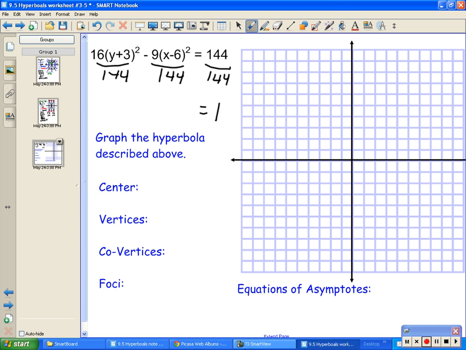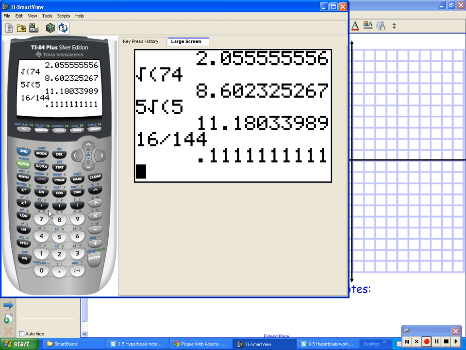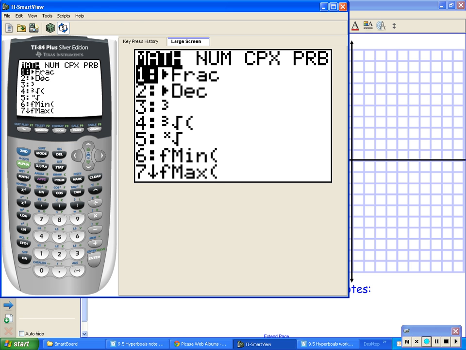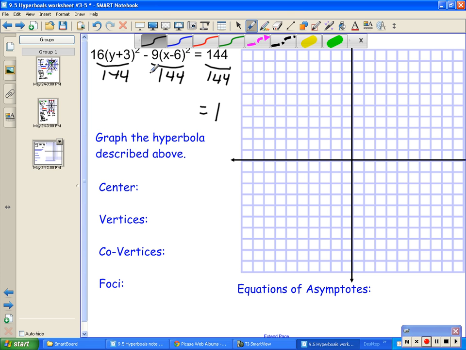And so I'm going to use my calculator to help me with that. 16 divided by 144 is 0.1 repeating. If you're not sure what that is as a fraction, you can hit math and then frac number 1. And it tells me it's 1/9. So if we go back to this problem, this is going to end up being 9 on the bottom, 1 on the top, or we can just write (y plus 3) squared over 9.